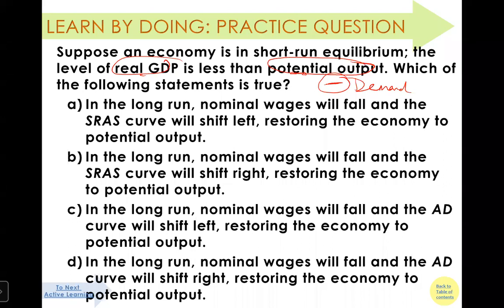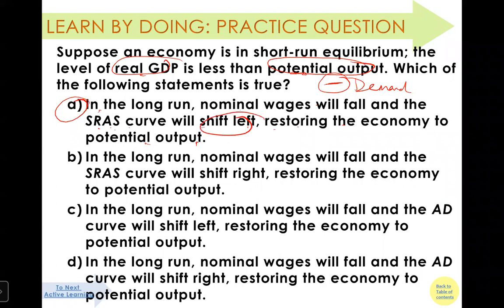So let's go one by one, okay? In the long run, nominal wage will fall and short-run aggregate supply will shift left, restoring the economy to potential output. So after a negative demand shock, usually we enter a recession. The recession is going to lead to a high unemployment rate, and usually the wage will fall, right? And if the wage falls, eventually aggregate supply will increase. So it means aggregate supply will shift to the right. So A, most of it is correct, except here.